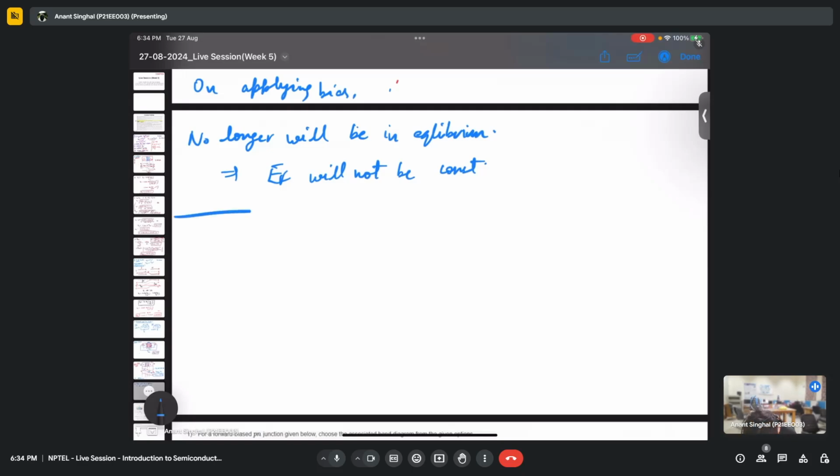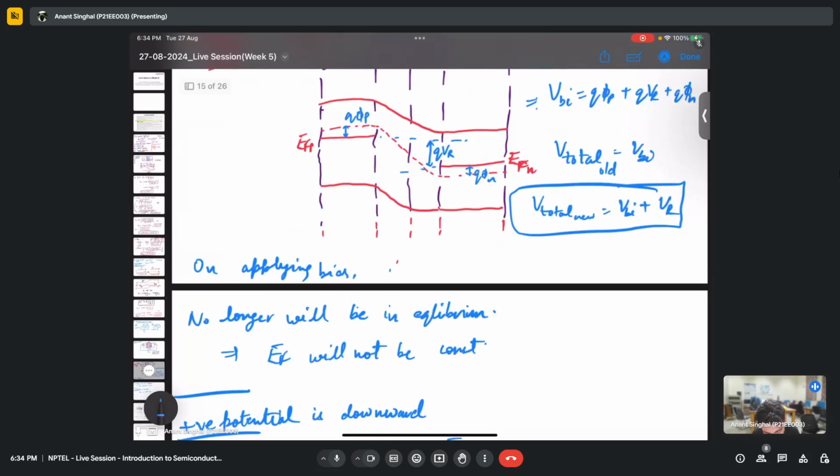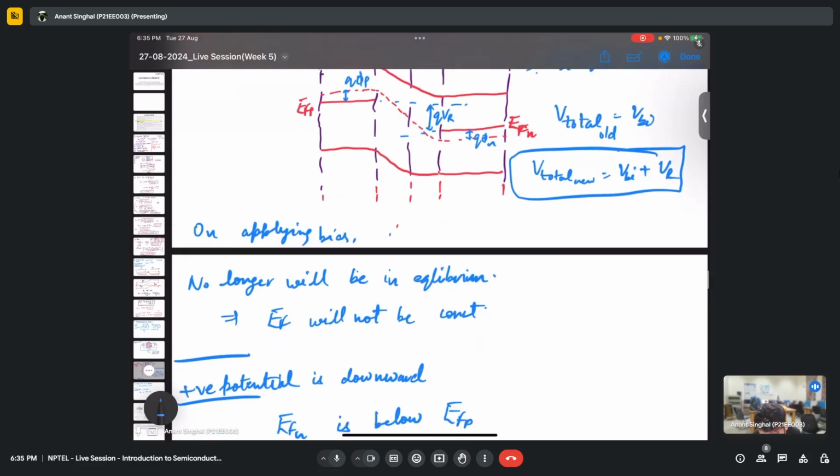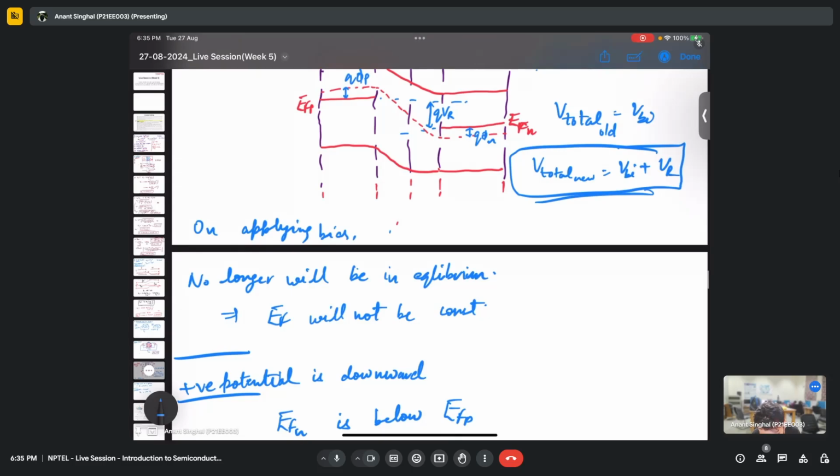The second point is, as a positive potential is downward, the Fermi level on the N side, so EFN, is below the Fermi level on the P side, that is EFP. We have already seen that EFN is below the Fermi level on the P side, and the difference between these two will be equal to the applied reverse bias voltage, that is VR. So that is why I have written the V total as VBI plus VR.